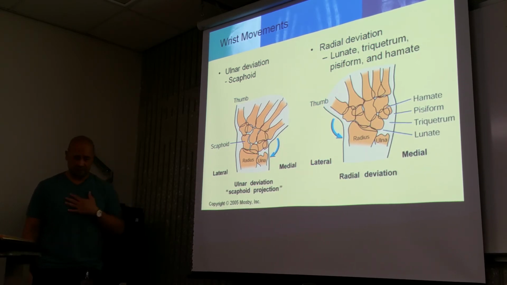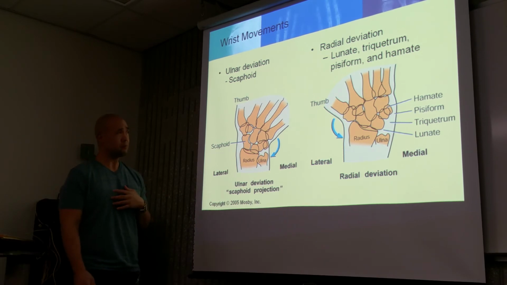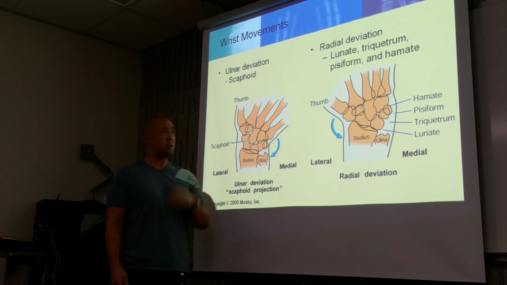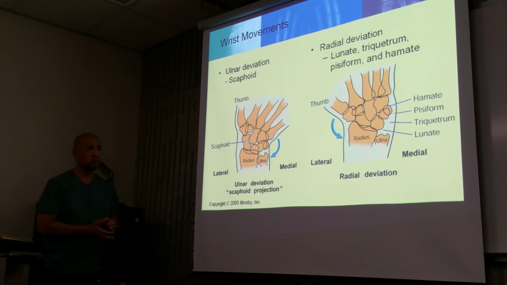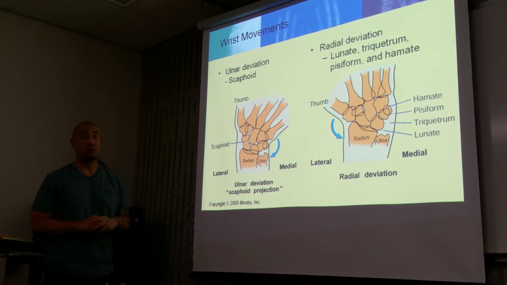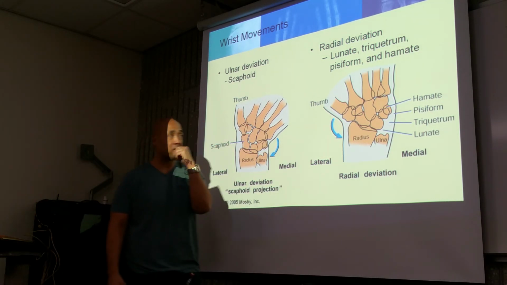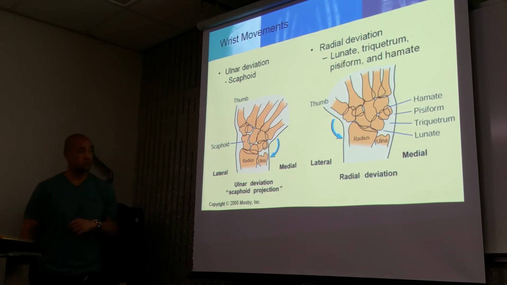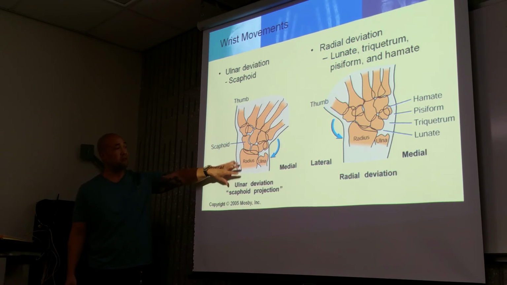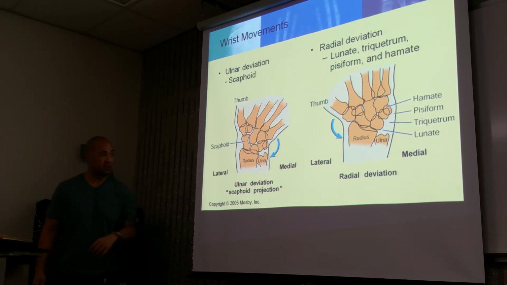The radial deviation is not as common, but this is used to evaluate the hamate, pisiform, triquetrum, and lunate in a PA projection. It's a PA projection with a radial deviation. It's used to evaluate these four bones, the hamate, pisiform, triquetrum, and the lunate. But this one is more specifically for the scaphoid or the navicular.